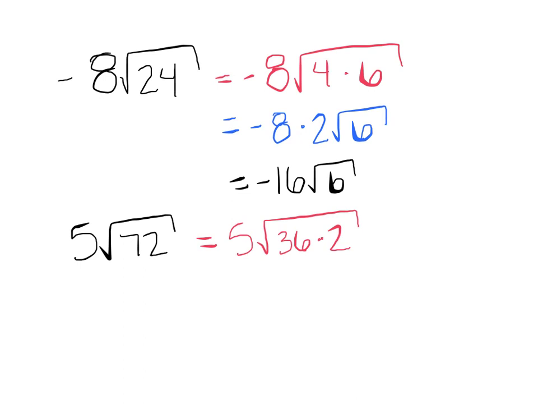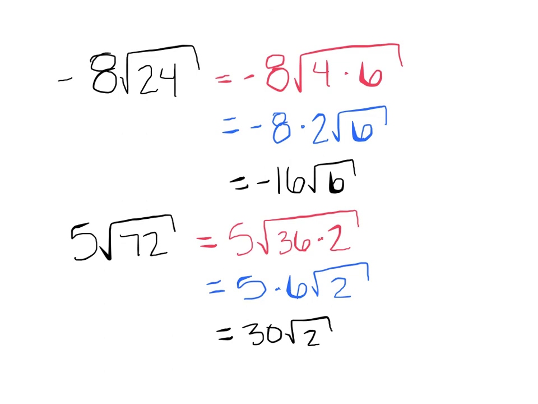So we could simplify this a little bit. The square root of 36 is 6 because 6 times 6 is 36. What's left over is the 2. Now we can finish off this problem by doing 5 times 6, and we get 30 times the square root of 2. So the simplification of 5 times the square root of 72 is 30 times the square root of 2. Simplifying square roots just means trying to get those perfect squares out of the square root symbol. We want to get them out in front.